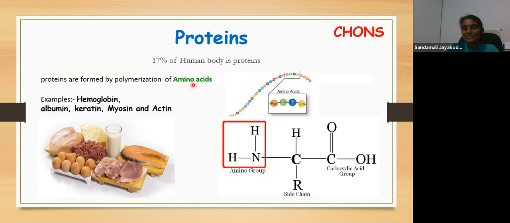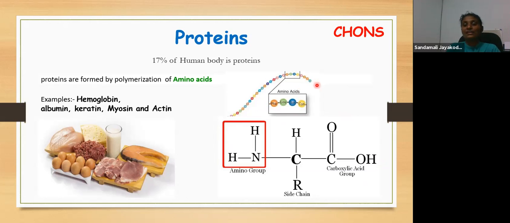As I told you earlier, they are made up of amino acids. So this is the structure of amino acids. You can see here a little chain of beads. When we take a little bead, it's an amino acid. There are several amino acids mentioned here.